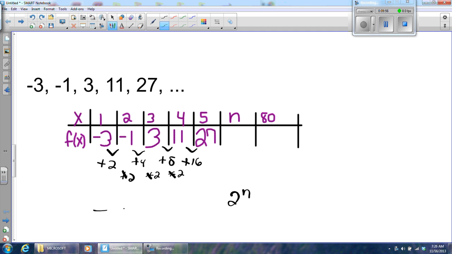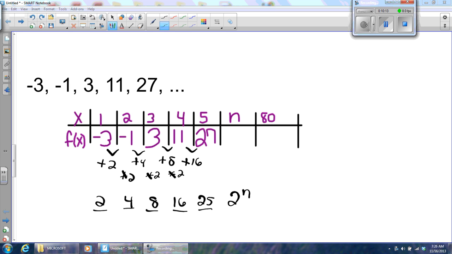So I'm going to go ahead. 2 to the first is 2, 2 to the second is 4, 2 to the third is 8, 16, and 25. Oop, is there a mistake here? Hold on a second.